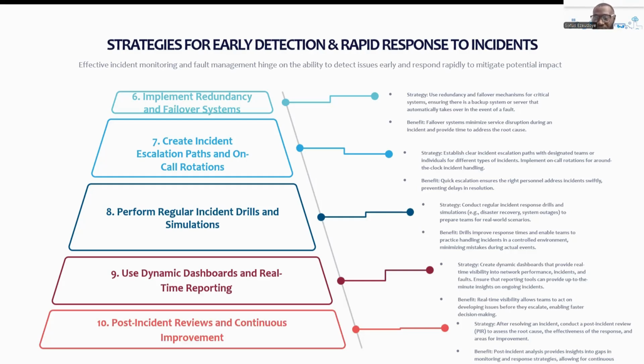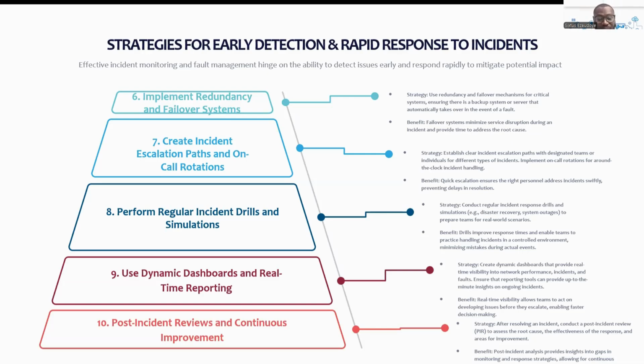This will help to mitigate and reduce your downtime and make sure you resolve within your SLA, your service level agreement. And that's the benefit. Real-time visibility allows your teams to act on developing issues before they escalate into issues that will affect your operations or have heavy impact on your end users or customers, as the case may be. And it also enables your team in faster decision making.